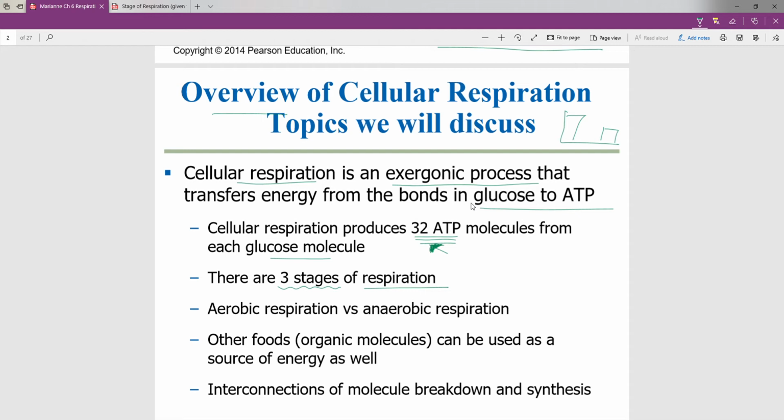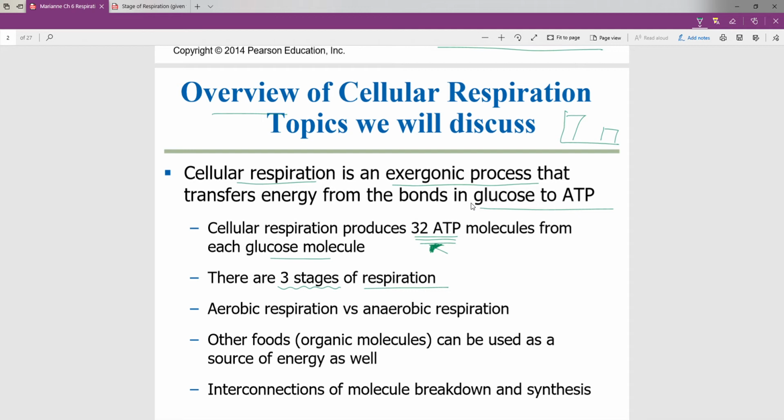We're going to divide respiration into 3 stages, and these were in your pre-reading. So we'll talk about glycolysis, we'll talk about the Krebs cycle, or citric acid cycle, and we'll talk about oxidative phosphorylation. Oxidative phosphorylation had 2 components. It had the electron transport chain, and it had chemiosmosis.